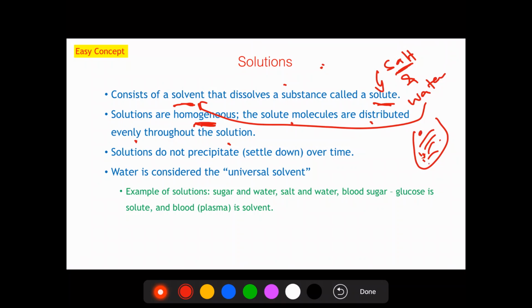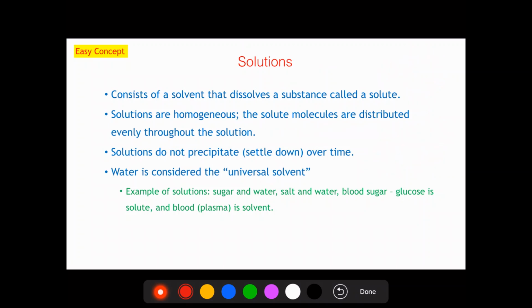So whether you taste the first sip or the last, it doesn't matter, the saltness of the water is the same. Solutions do not precipitate or settle down over time. For example, if you take a cup of water, put salt in it and dissolve it, you can keep it for 3 days, and after 3 days you won't see any salt settled down in the cup, right? Because of its nature, water is considered a universal solvent. We gave the example of salt, but you can replace it with sugar, and the same would remain true.